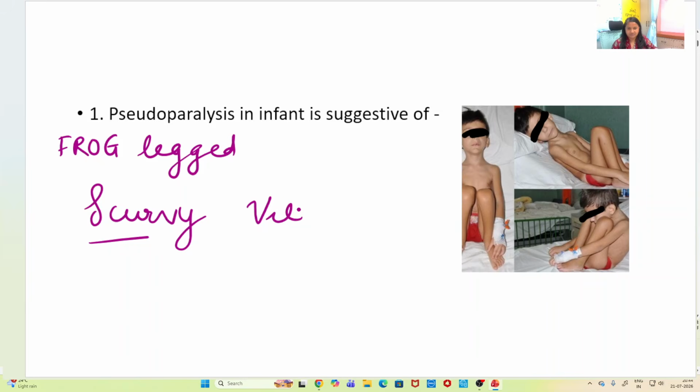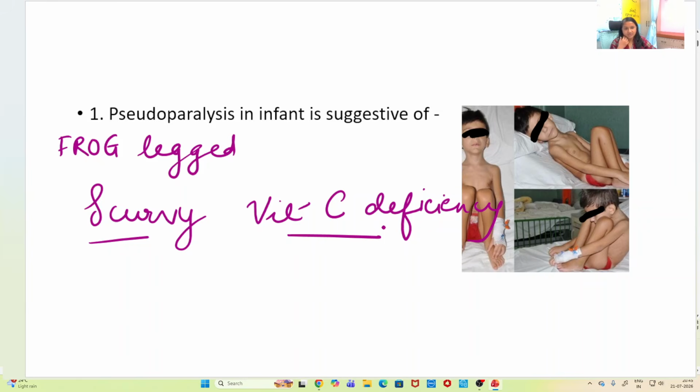Scurvy is caused by vitamin C deficiency. That is the answer. Pseudo paralysis, if you see, is caused by vitamin C deficiency in cases of scurvy. Now, what is the reason behind this? The child has severe painful subperiosteal hemorrhages.